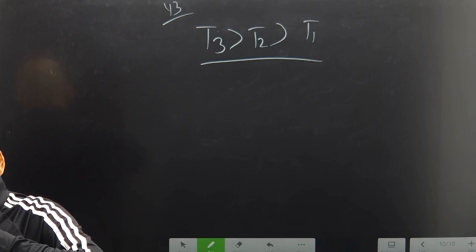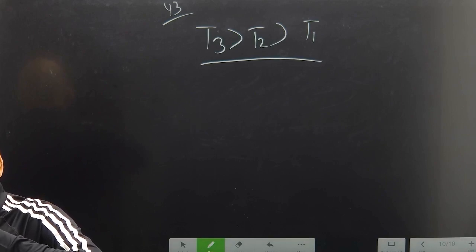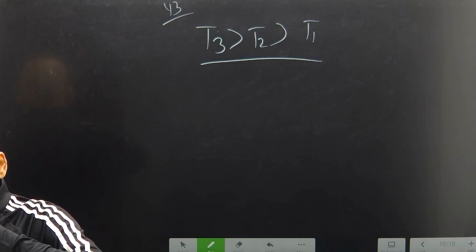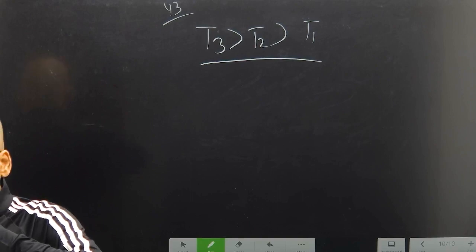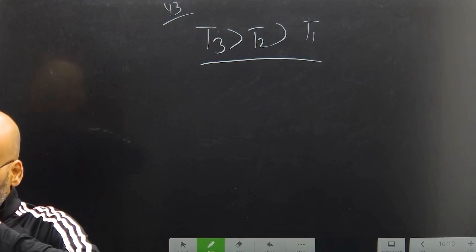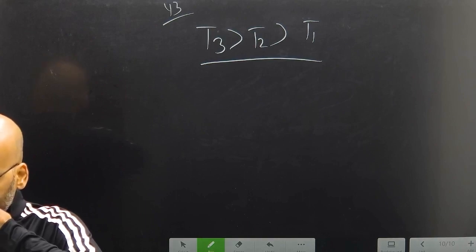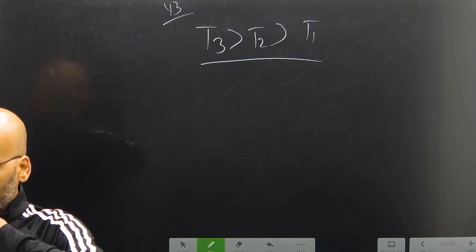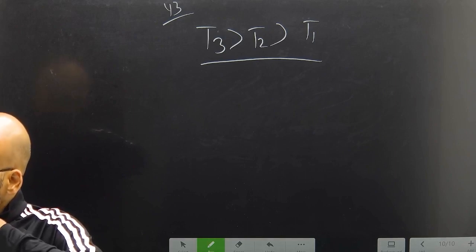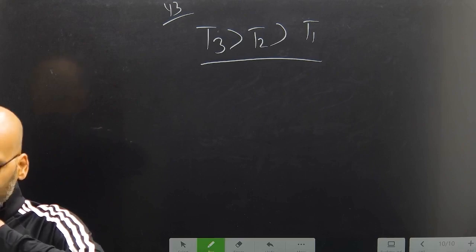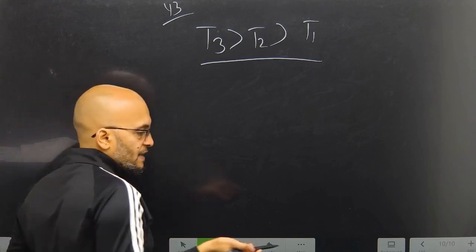Fine. See, in process 1, the gas is moving from T1 to T2. That means temperature is increasing. In process 2 also, gas is moving from T1 to T2, and in process 3 gas is traversing from T1 to T3. Now you have to tell what will be the relation between these three internal energies. Okay. See guys, it is quite obvious.